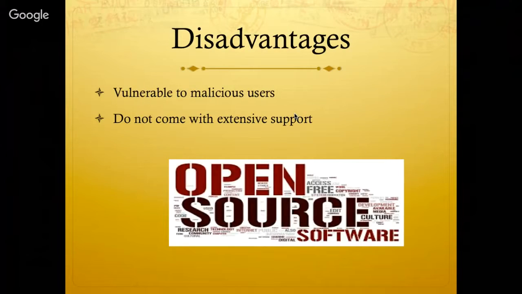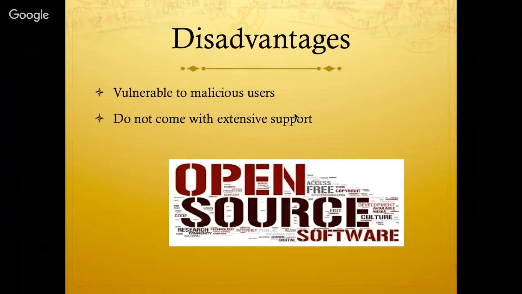On the other hand, there are also some disadvantages of open source. The first one is that it is vulnerable to malicious users. It means that all users can access open source, but some users are not that friendly. They can spot some barriers in open source and make it hard for people to use, or make some problems for open source.